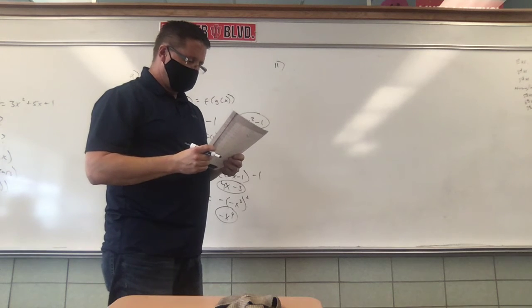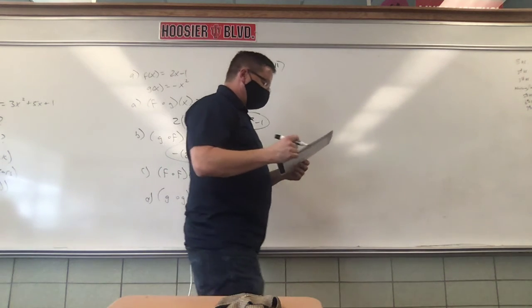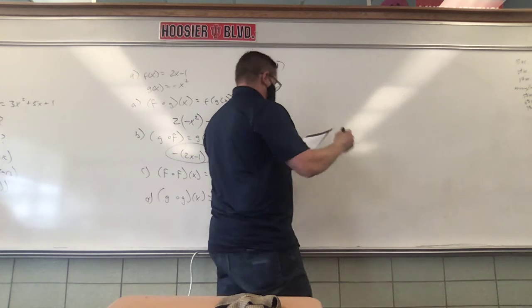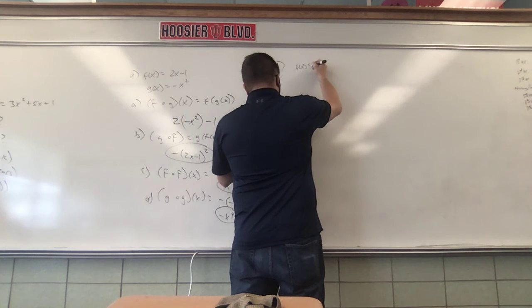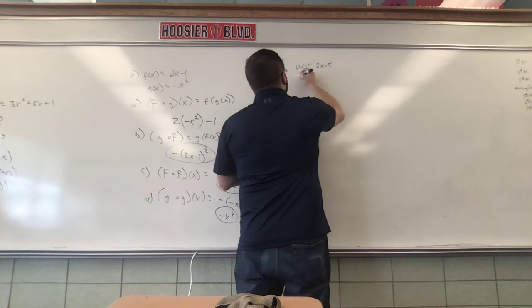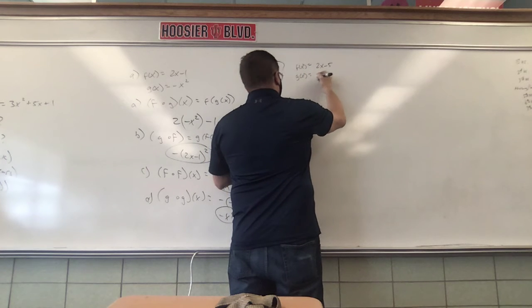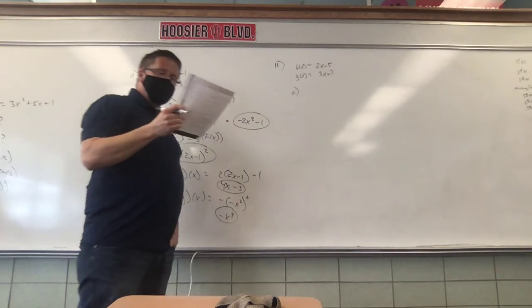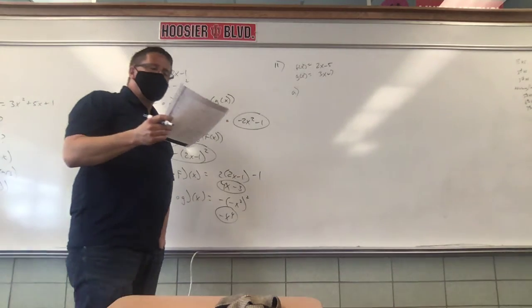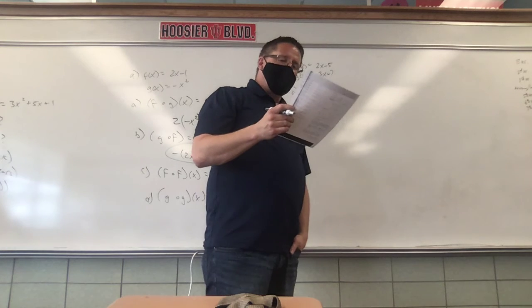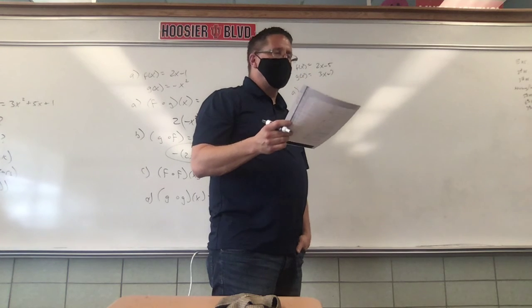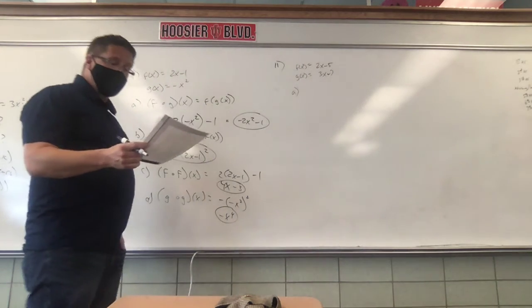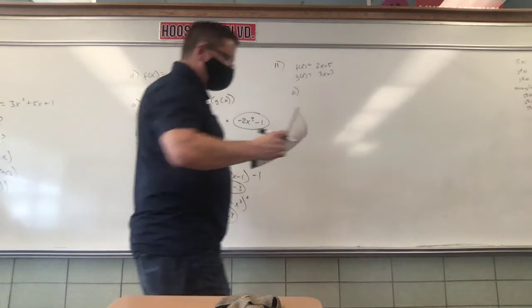Number 11. They give us f follows g of x and g follows f of x, and then they want you to plug in negative 2 and then positive 3. So I'm going to write these down. f of x is 2x minus 5, and g of x is 3x plus 7. For part A, we're going to do A and C first, then B and D. A is saying f follows g of x, and then C says, once you do that, plug in negative 2. Part B says find g follows f of x, and then plug in 3 for part D.